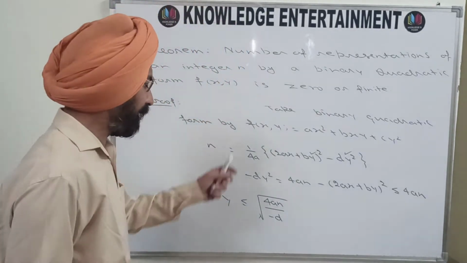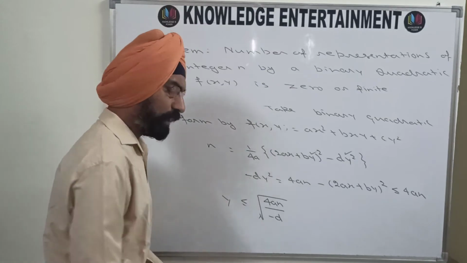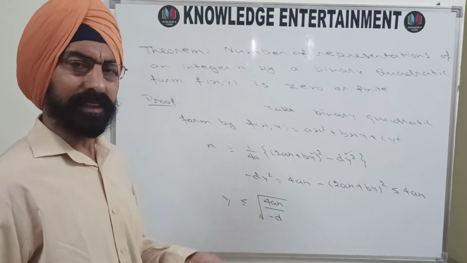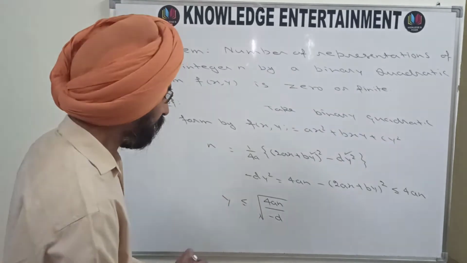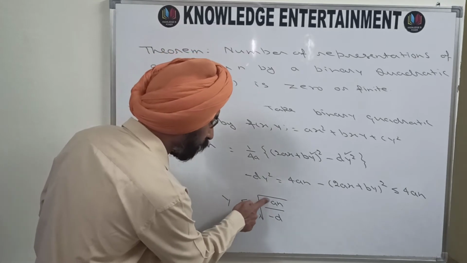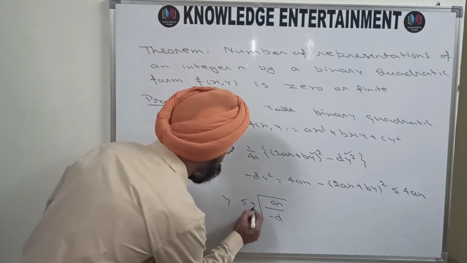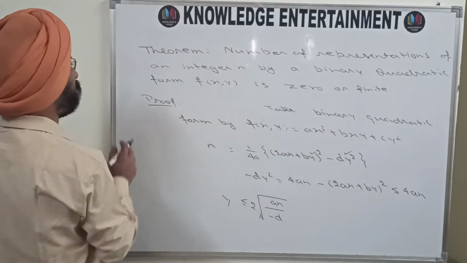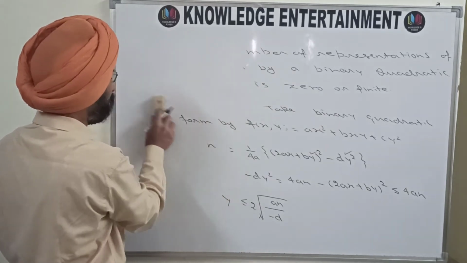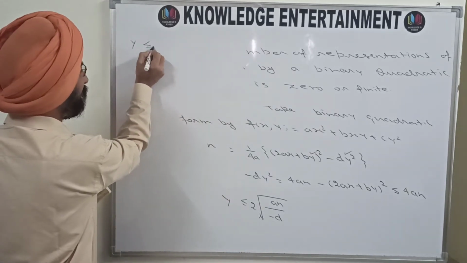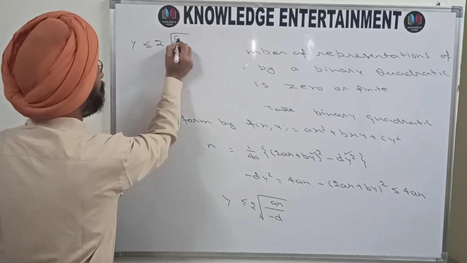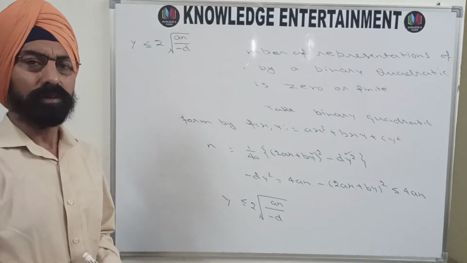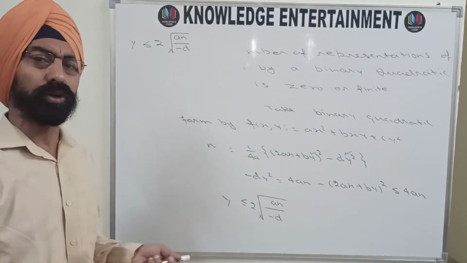So we have proved this theorem, and we will use this result in proving some questions and understanding the concept clearly. Even this 4an, you can take this 4 outside and write it as 2 under the root an upon minus d. So this result I am going to write somewhere here on the board because I may need it for some questions. So y is less than or equal to 2 under the root an upon minus d. This result I may use for the illustrative questions to make the concept more and more clear.